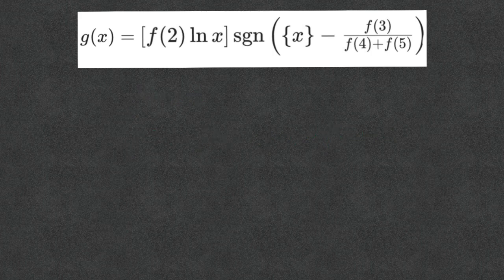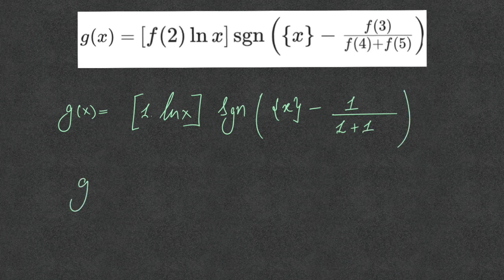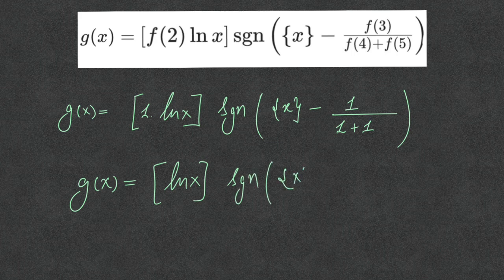So this g(x) becomes 1 into ln x, signum of the fractional part of x minus 1 upon 1 plus 1, which on simplifying becomes g(x) is equal to the greatest integer of ln x, signum of the fractional part of x minus 1/2.